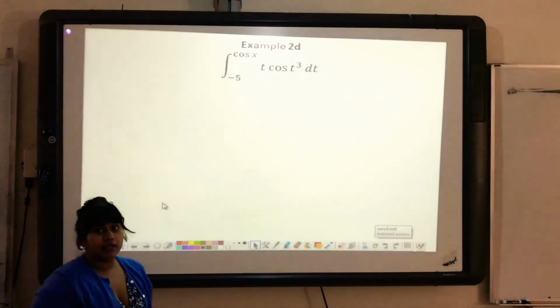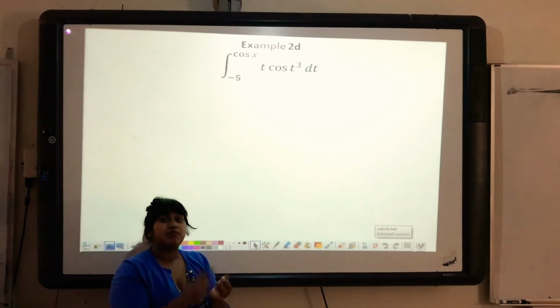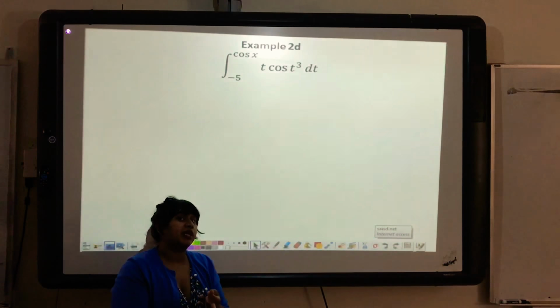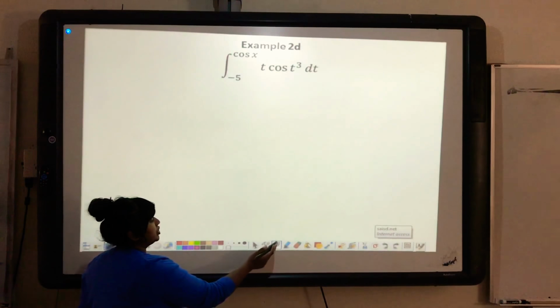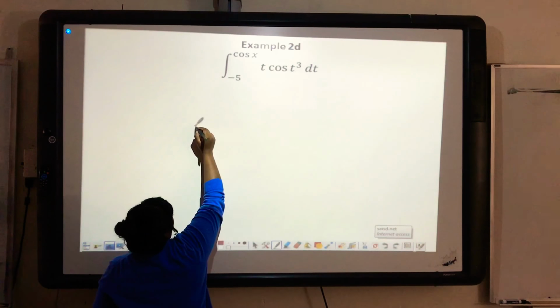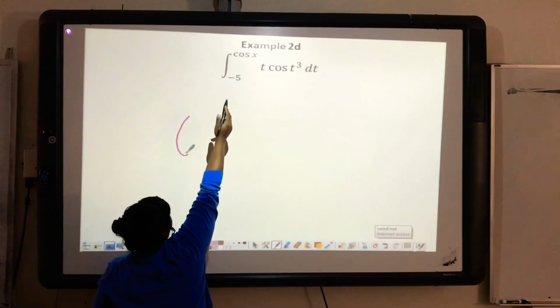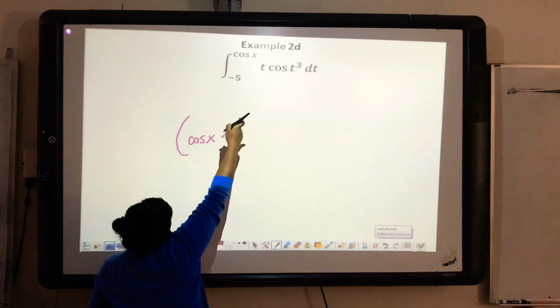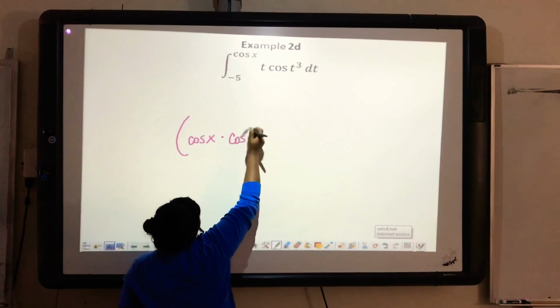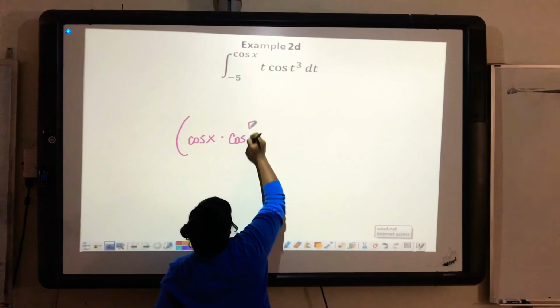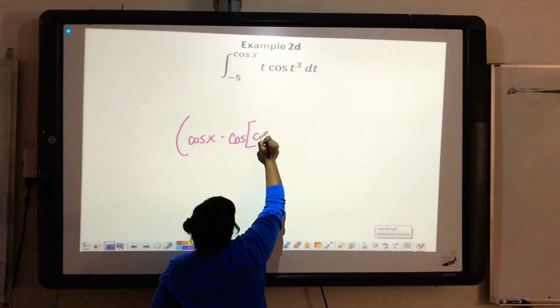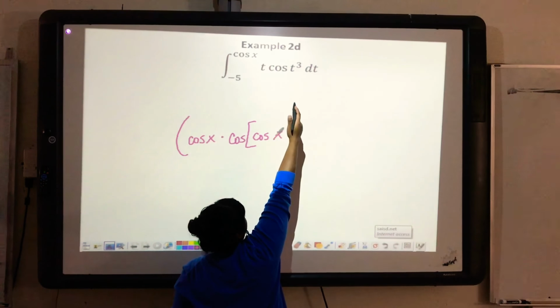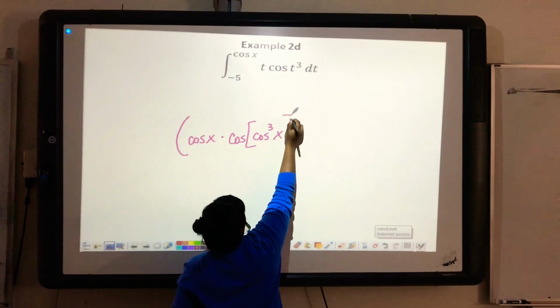All right, let's run through our checklist. Is a constant? Yes. Is b just x? No. Is b something I can replace? Yes. So let's go ahead and do condition 2, and let's do our first replacement. So I see a t, so it's going to become cosine x. And then my cosine just comes down again, but I see another t, so we're going to put our cosine x there. But my t was actually cubed, so we're going to cube that cosine x.